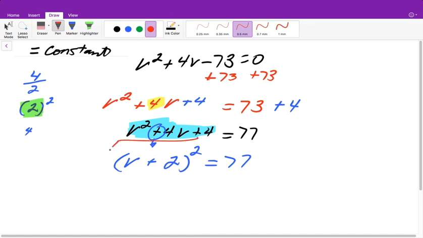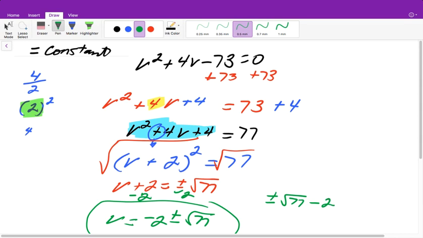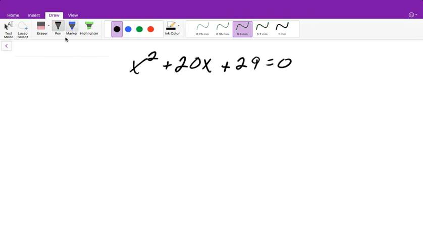Then we're going to go ahead and take the square root of each side. So we get v plus 2 is equal to plus or minus the square root of 77. And then we just need to isolate that v, so we'll subtract 2. So v is equal to negative 2 plus or minus the square root of 77. All right, I do want to see you put your radical last. I don't want to see you write it like this tomorrow. I want you to put the number out front, the constant out front, and the radical second.